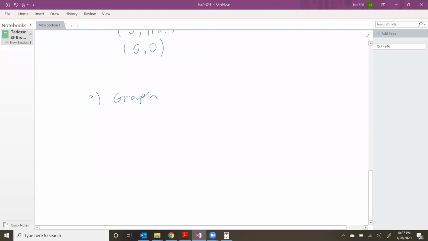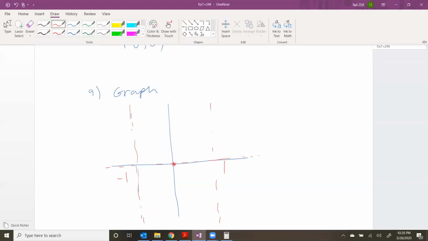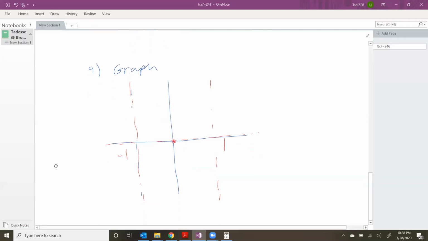So finally, this is what the graph looks like. I have a vertical asymptote. Let me use maybe a different color. And then I have another vertical asymptote, at 1 and negative 1. And then the horizontal asymptote is y equal to 0. And then I have the x and y intercept. Let's now pick another color for graphing.